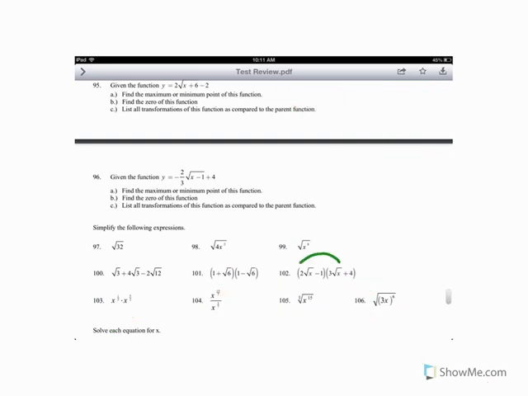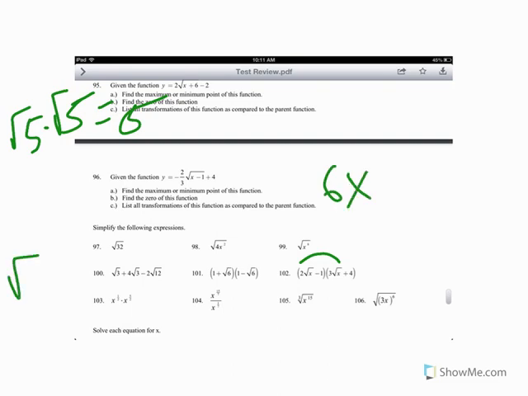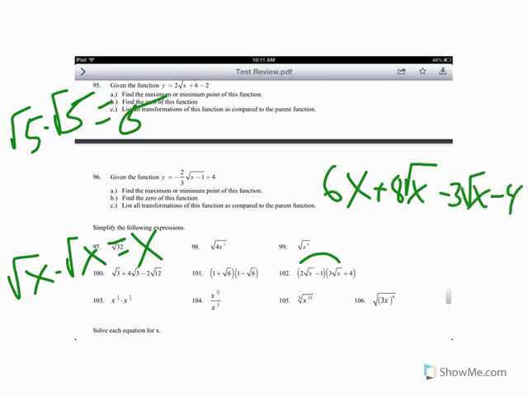102 I will do just because it looks kind of hard. So here, guys, when I multiply square root of 5 times square root of 5, that gives me 5. It doesn't matter what it is. So here, since it's 2 square roots of x times 3 square roots of x, that's going to give me 6x, because my square root of x times square root of x is equal to x. Plus 8 square roots of x minus 3 square roots of x minus 4, so 6x plus 5 square roots of x minus 4. That is your answer.